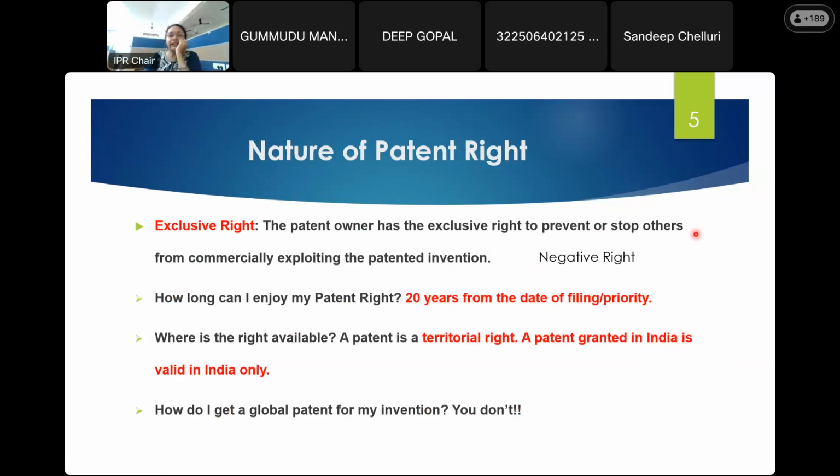There is another important thing: patent is called a negative right. Why negative? Because, as I said, you don't get the direct right of making, using, or doing anything with your patent information. But you get the right to stop every third party who does not have your consent. So it's basically negative. You get the right to stop every other person, but you don't get anything that lets you directly do something. That's why it's called negative.